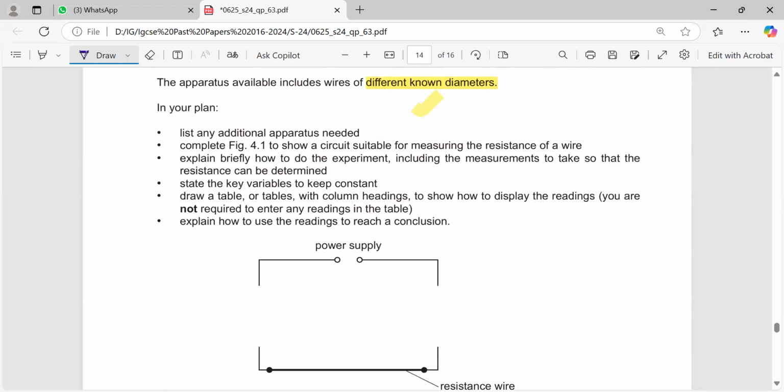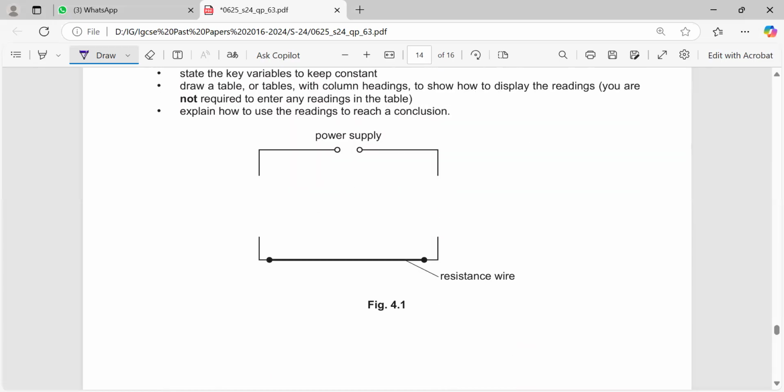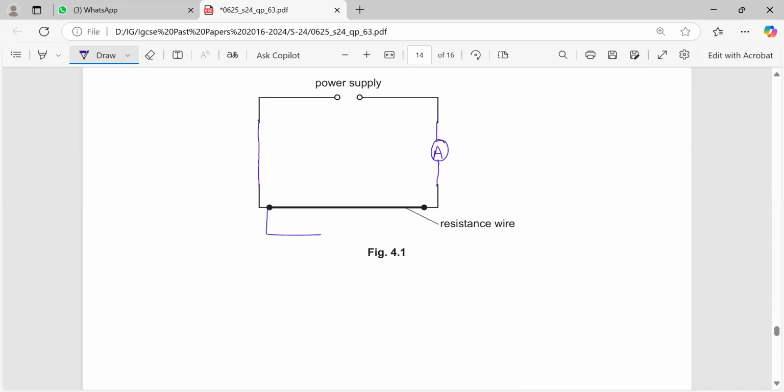Next is complete the figure to show the circuit suitable for measuring the resistance of the wire. My dear friends, we need an ammeter to be connected. We need a voltmeter. Here I can connect the ammeter. Ammeter is always in series. Here it can be just connected with a lead, and the voltmeter will be connected over here, because a voltmeter is always connected across the component. Ammeter always in series in the circuit.